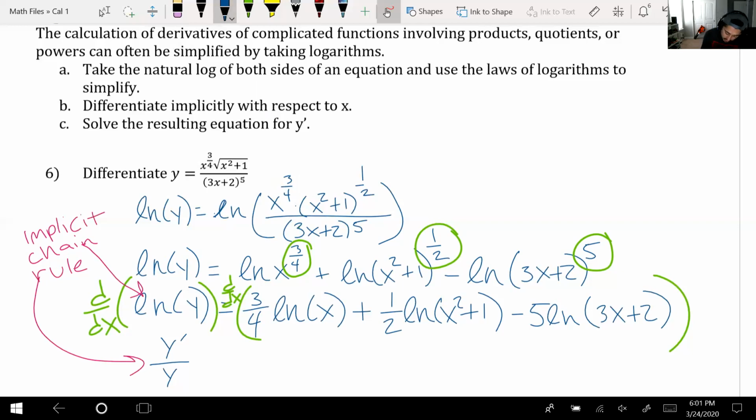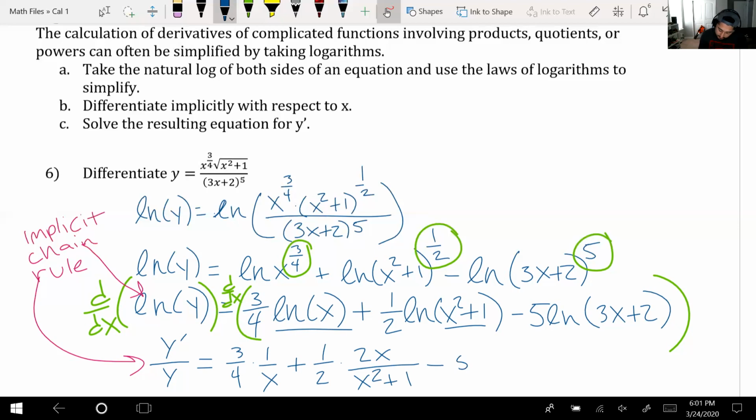Now we continue, and we get 3/4 times the derivative of the natural log of x, which is 1 over x, plus 1/2 times, now this is a chain rule derivative. The natural log of x squared plus 1, we do the derivative of the inside function. So the derivative of x squared plus 1 is going to be just 2x over the original inside function of x squared plus 1.